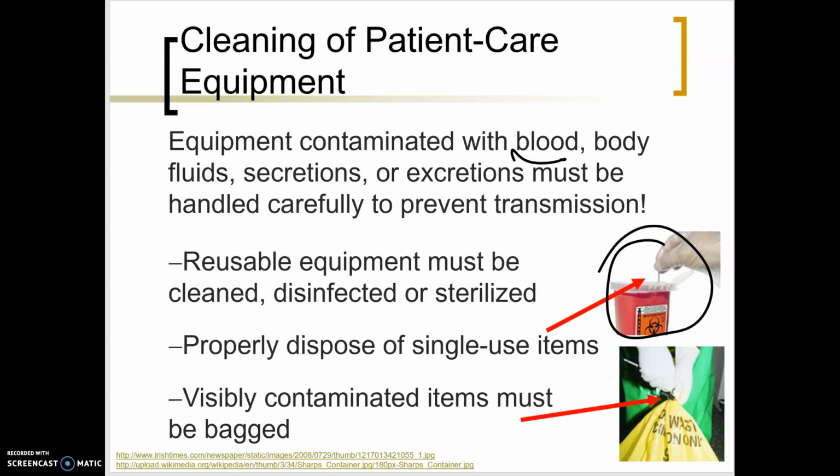Visibly contaminated items, so if you had a gown that ended up with blood on it or large amounts of bodily fluids, then that would need to be bagged and removed. And if you think about the biohazard boxes we have in the lab, the yellow boxes, inside those yellow boxes there's a big orange bag, and those are special biohazard bags, and we use those to put contaminated items in.